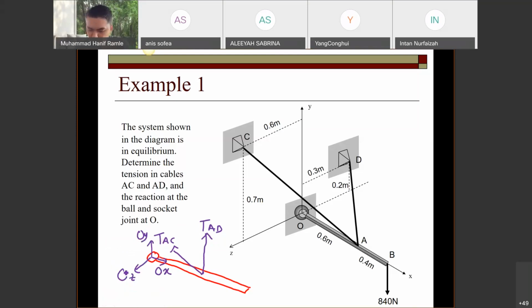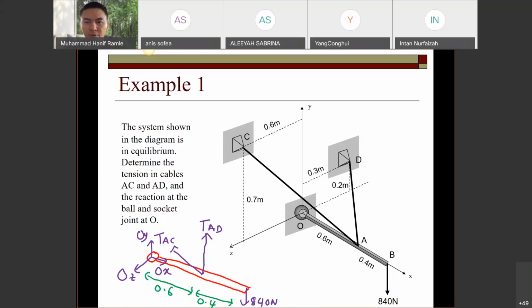And then don't forget to put another external force here, 840 Newton. And of course, don't forget to put the dimension. Here 0.6, here 0.4. As simple as that.